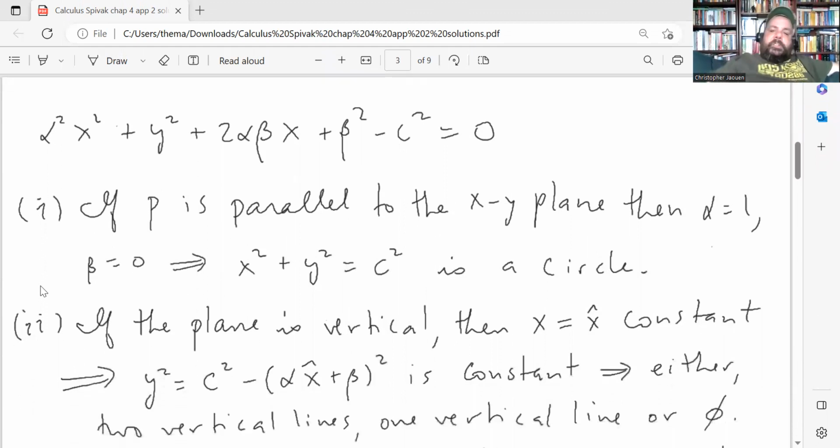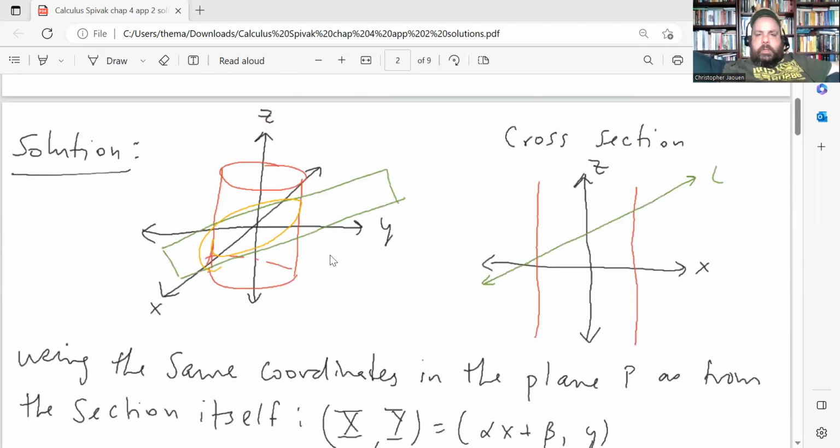So if P is parallel to the xy plane, then you can choose your coordinate system on the plane to be, let me just go up real quick. Actually, let me draw, do I have my marker here? What did I do with it? If the plane is horizontal, let me see if I can actually draw that in the picture here, because I didn't make a picture representing that.